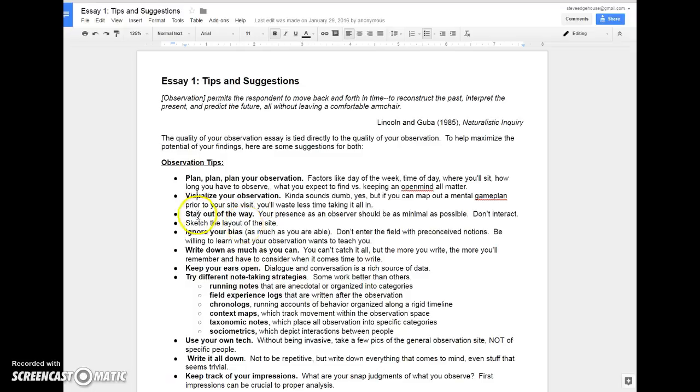Then you have to, I guess, sketch out the layout of the site. That's an interesting idea, I think, so you get a sense of the location and where the corridors of busier traffic are. Write down as much as you can.